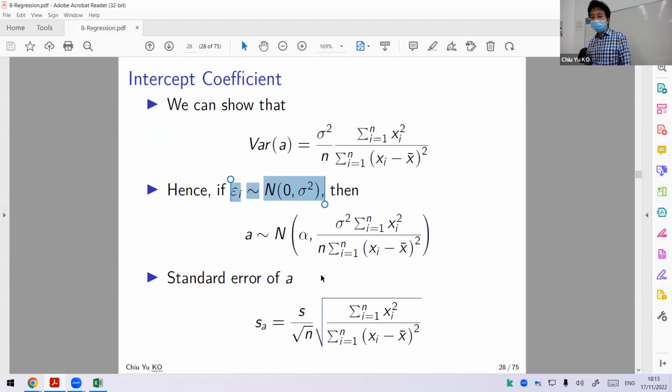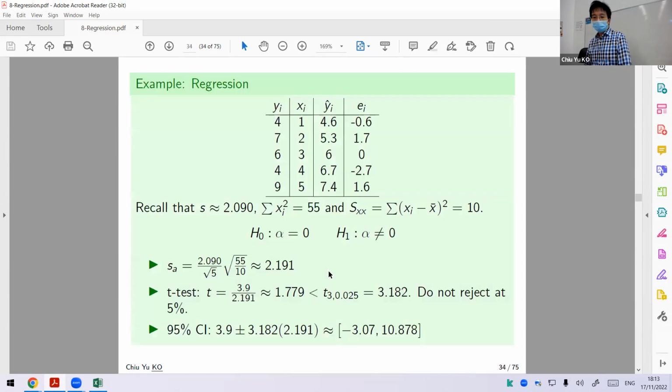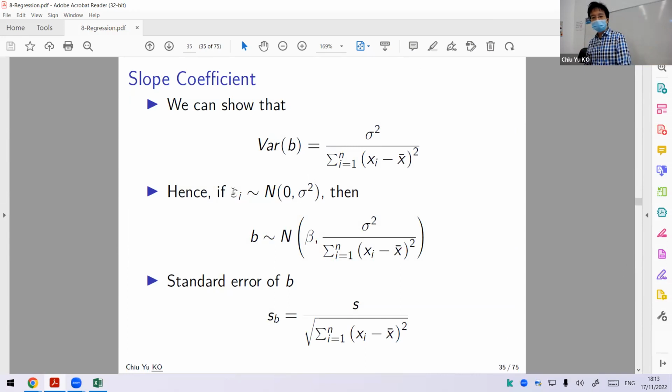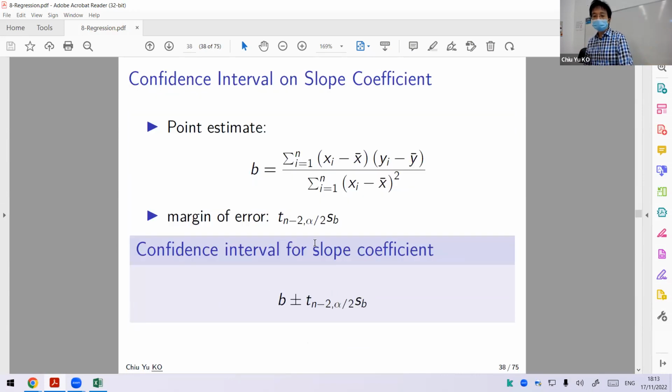Easily everything would follow: you take the estimate minus 0 over the standard error, and then you have a t-test. Similarly, for B, if you assume a bell, B will also follow a bell, and you can also do a t-test. You can do an interval estimate as well.